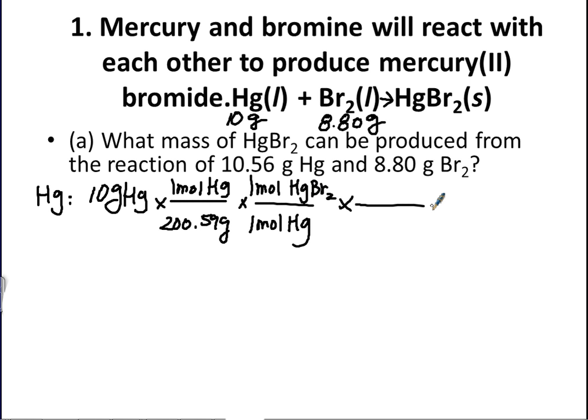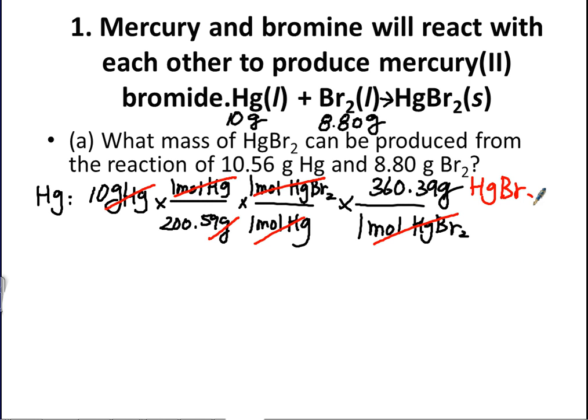Now, it's asking for the mass, so I'm going to convert that. HgBr2 has a mass of, for every 1 mole of HgBr2, I have 360.39 grams of it. Okay, I'm going to cancel out the units to make sure everything is canceled. Grams of mercury cancel, moles of mercury cancel, moles of HgBr2 cancel, and the only thing I have left is grams of HgBr2. I'm not going to do the calculation just yet.